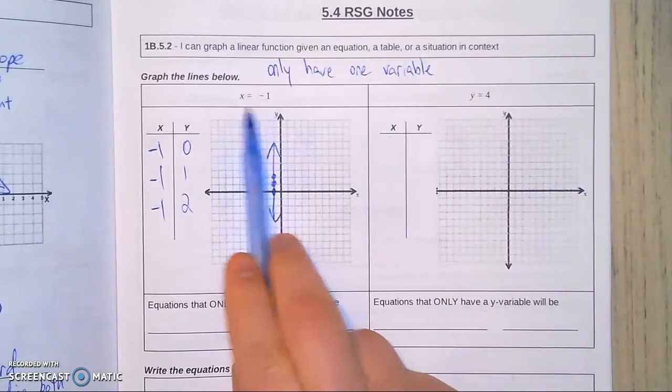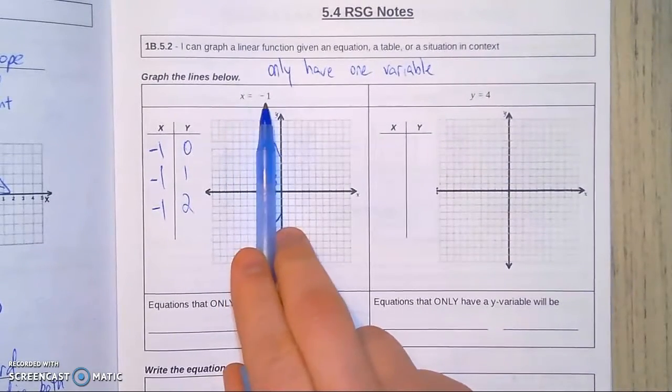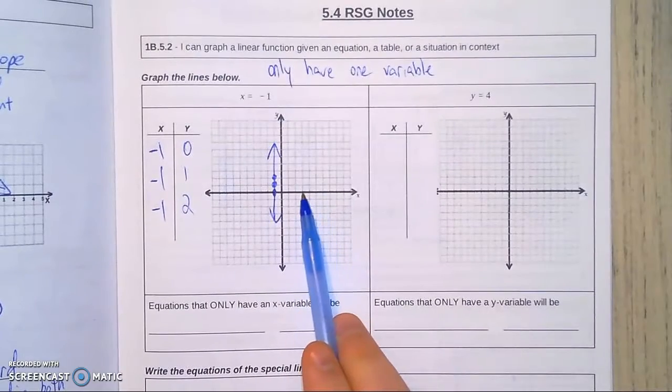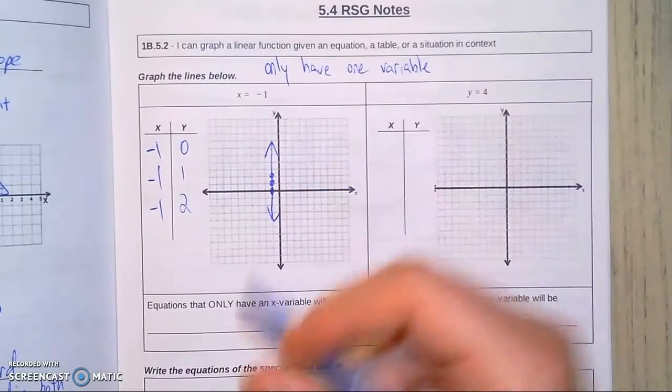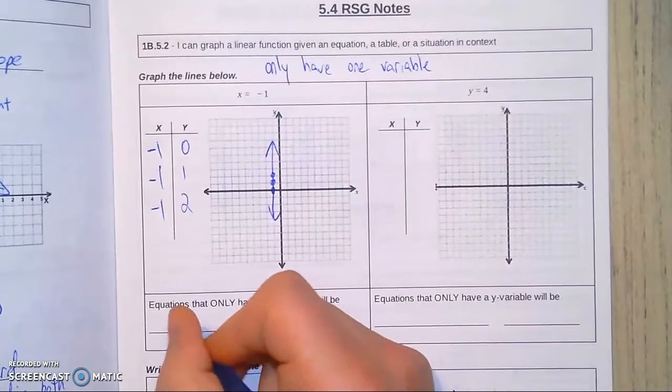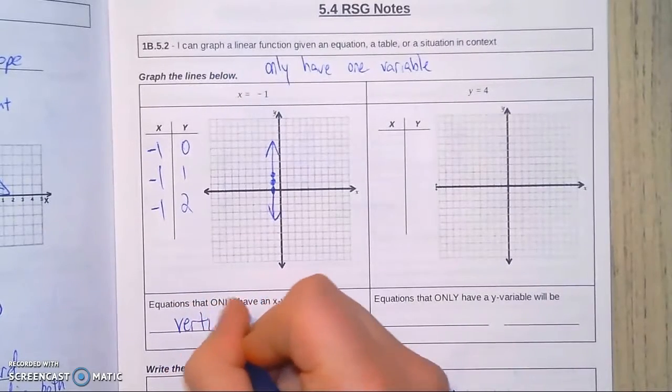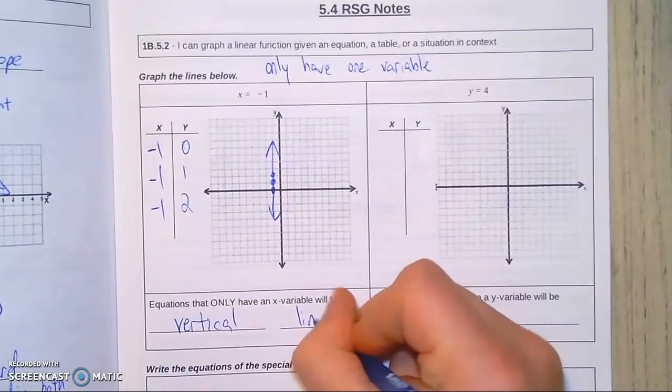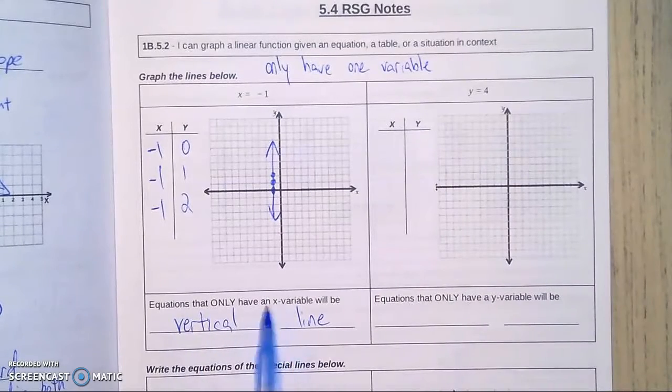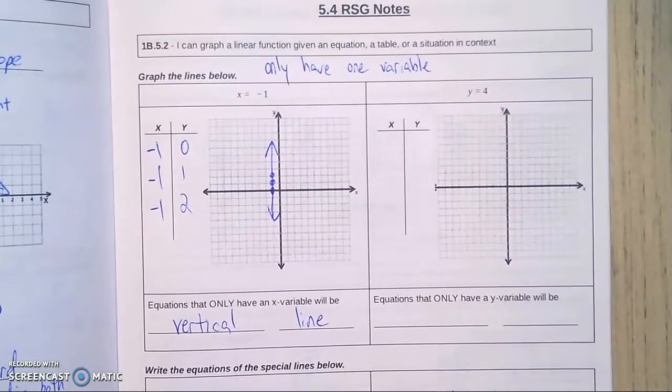If x has to stay the same, no matter what it is, -1 or +3, if x is always the same, then that is always going to make a vertical line. So write down here, equations that only have an x variable make a vertical line.